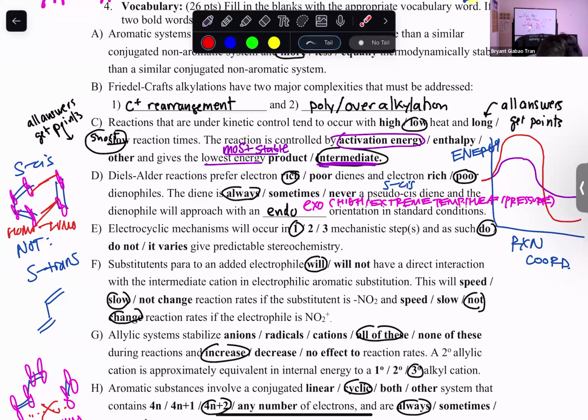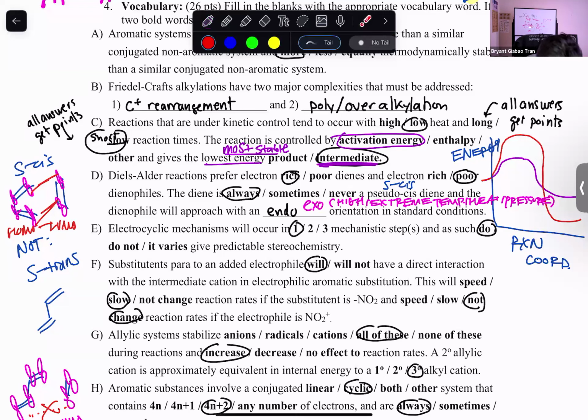Substituents para to an added electrophile will have direct interaction with the intermediate cation in electrophilic aromatic substitution. What that's saying is, if we have a benzene ring here with an electrophile and some kind of group para to it, and we try to put another electrophile in, would that be affected? Would the benzene be directing the group somewhere? And it will, because if we have an EDG, it will direct the group ortho/para. If we have an EWG, it would direct the group meta, unless it's a halogen.